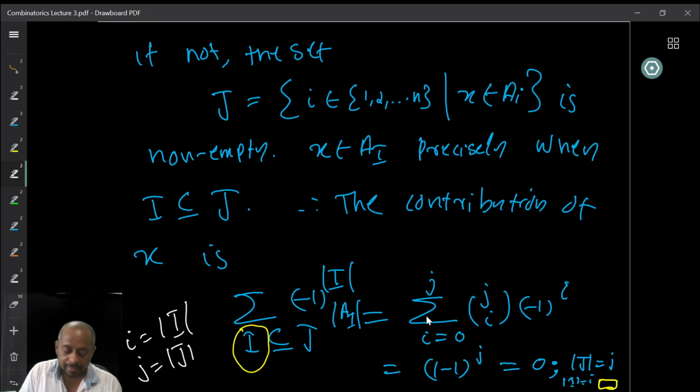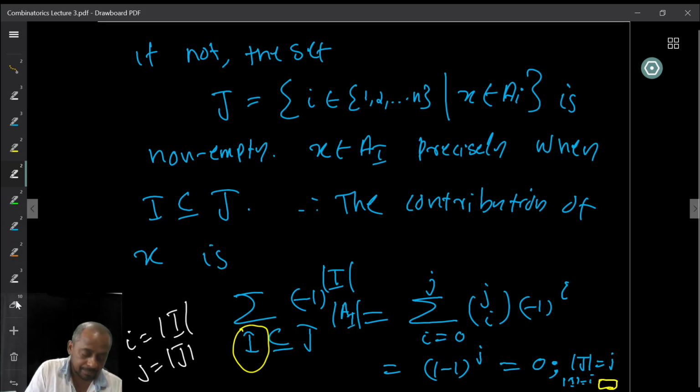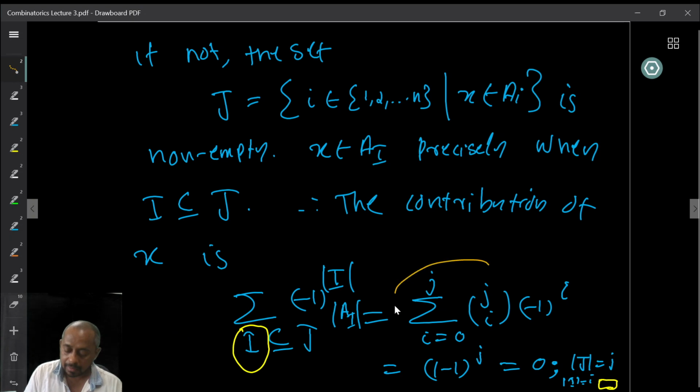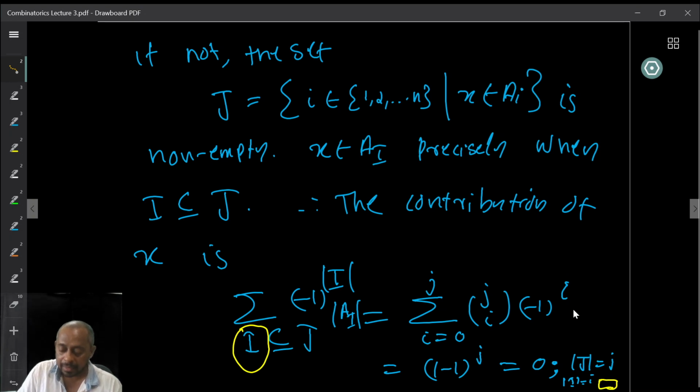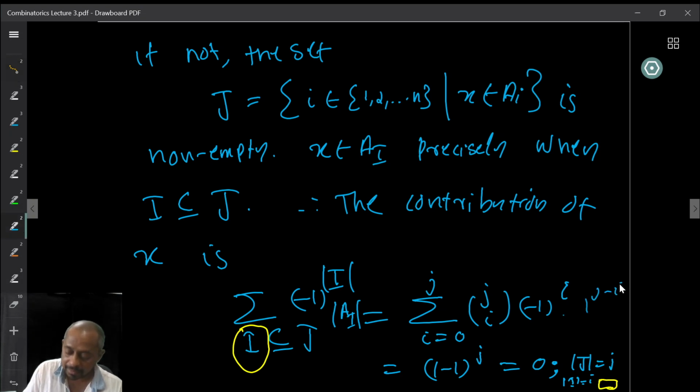But now if you look at this summation closely, we will see that this summation is nothing but the summation i equal to 0 to j of j choose i times (-1) raised to i times 1 raised to j minus i. Again, just to add, it is times 1 raised to j minus i, because it is just 1.